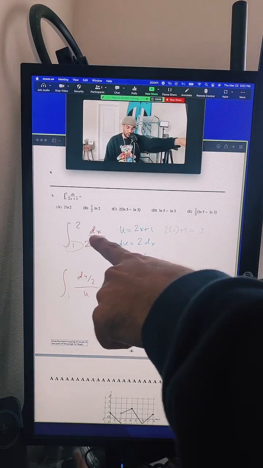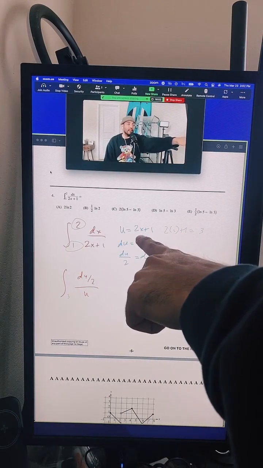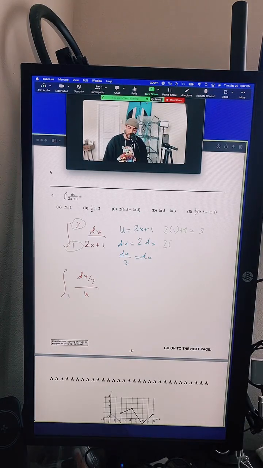Now let's change it for 2. Let's go ahead and do the same thing. Plug it into our function of u. That's going to be 2 times 2 plus 1. That's 5. So now my parameter is 5.